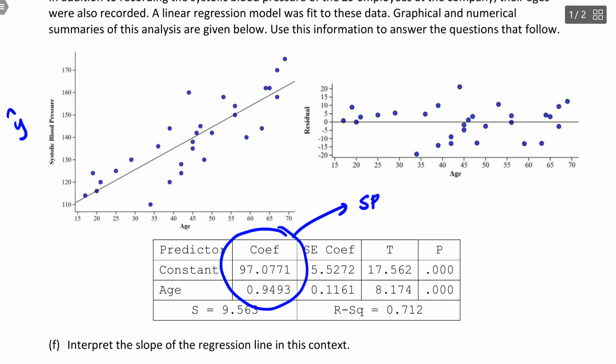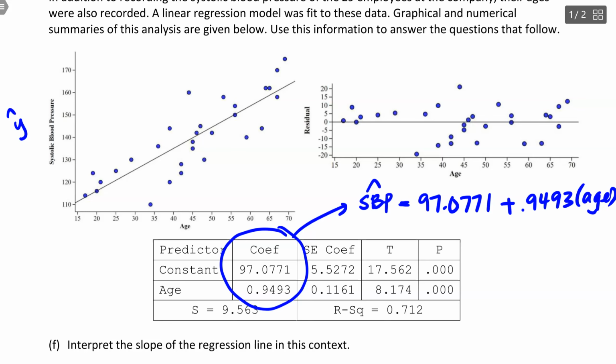So systolic blood pressure, make sure you put a hat on it. That was one thing that Professor Rossman was very adamant about, that they didn't give students full credit if they didn't put a hat or just write predicted systolic blood pressure for the end of that. And this is equal to 97.0771 plus 0.9493 times age.